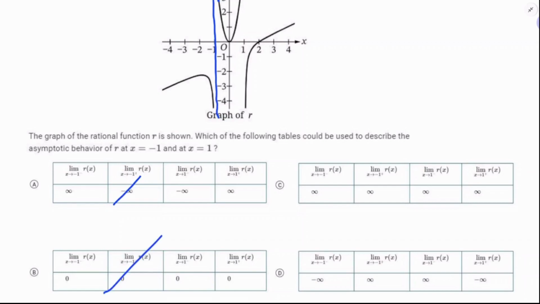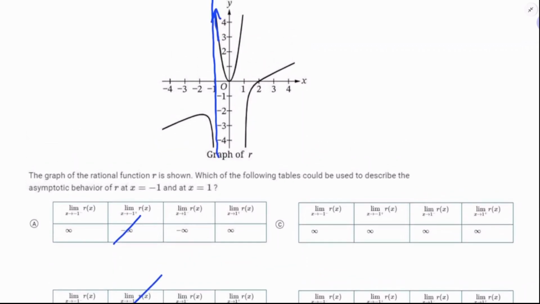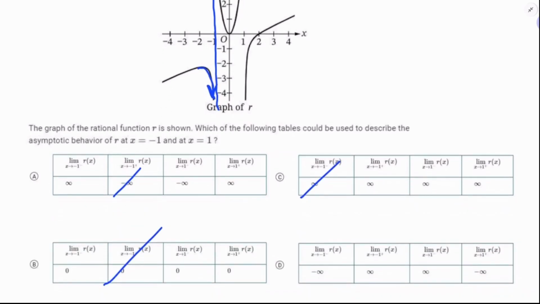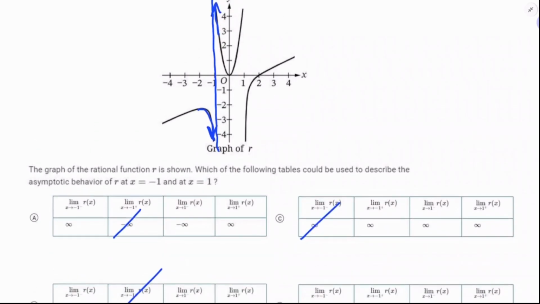No, definitely not. Okay, next. On the negative side of negative 1, I'm going down to negative infinity, so that one's wrong. So now I'm sitting on D, it's definitely D, but I should probably verify with the other vertical asymptote. So we'll go over here and draw that in at x equals 1.